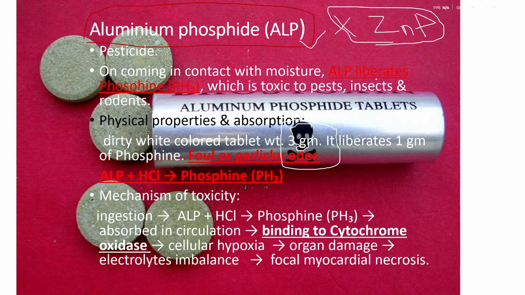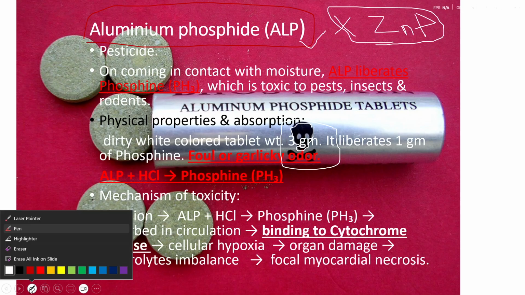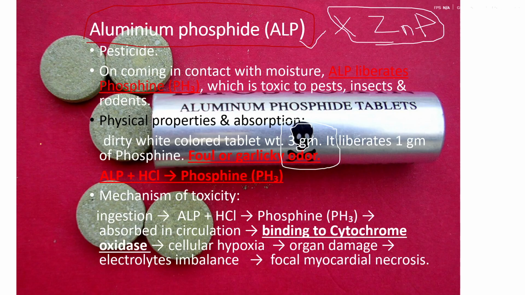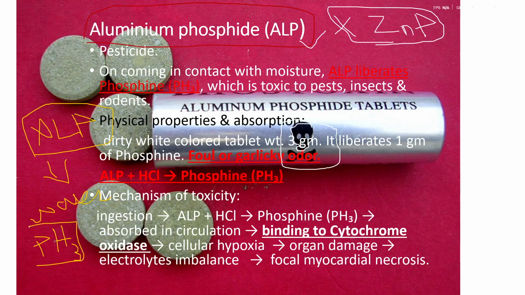So let me tell you what just happened. When aluminum phosphide, ALP, reacts with water, it releases a very dangerous gas. We call that phosphine gas, PH3. All the dangerous effects come from the phosphine gas. So by itself, aluminum phosphide is not dangerous unless it comes in contact with moisture.